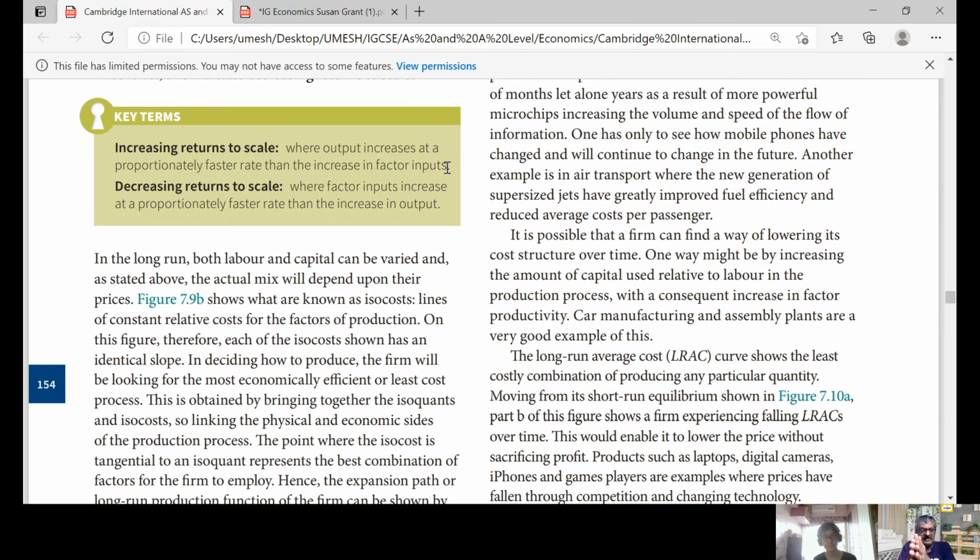But after a certain point, the firm still goes on increasing its output. Then the proportion of input will be more and the output will be lesser. So that is called diminishing or decreasing returns to scale.